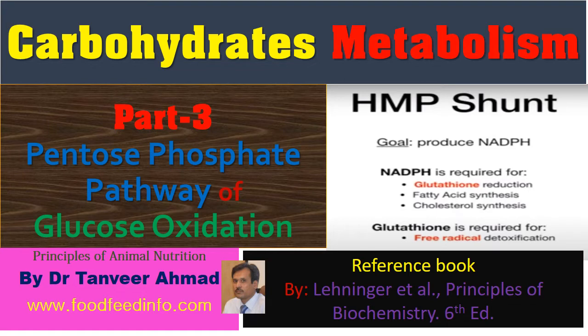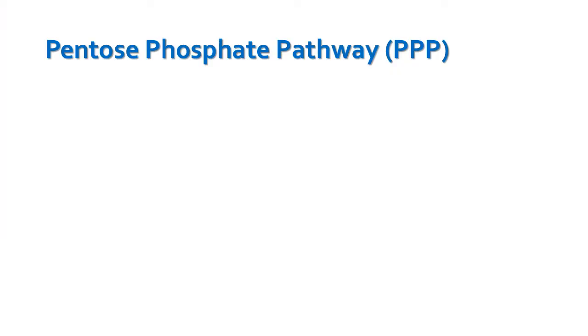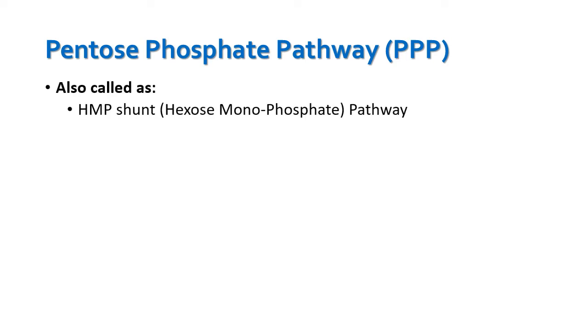I will discuss Pentose Phosphate Pathway of Glucose Oxidation. This pathway is also known as Hexose Mono-Phosphate shunt, and it is a direct oxidative pathway. This is also known as Dicken-Horecker pathway.